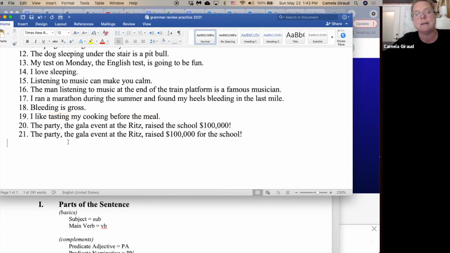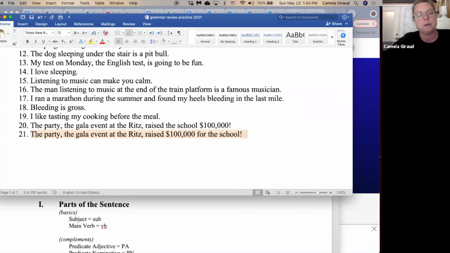Okay, the party, the gala event at the Ritz, raised the school $100,000. Okay, the party is the subject. The gala event at the Ritz, that is an appositive. See how it's set off by commas and it's renaming the party. And then it raised who or what? Well, it raised $100,000. So that's the direct object, right? And this is an indirect object. It didn't raise the school, it raised the money. So this is an indirect object followed by a direct object.